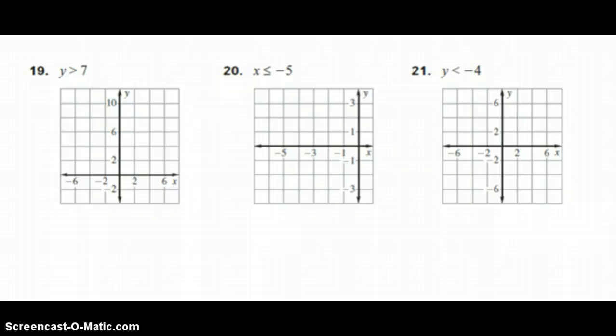So in 19, we have y is greater than 7. Right, so I always say in class, where does it make sense to start this line? And normally everyone says, well, of course, we'd start it on the 7, right, on our y-axis. But now we don't have a slope, right? We don't have an x variable in our inequality, so we have to decide which way our line is going to go. So can you remember which direction our line goes in?